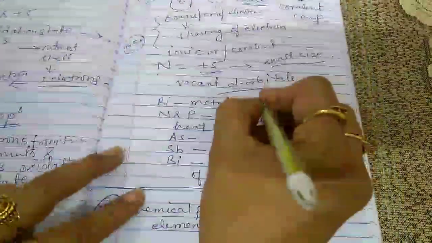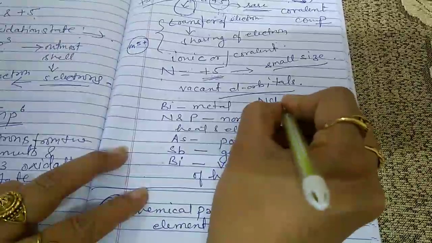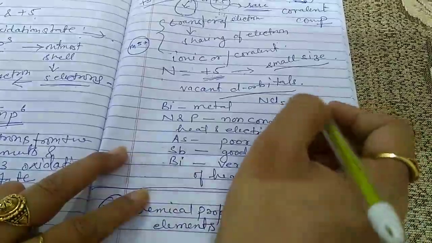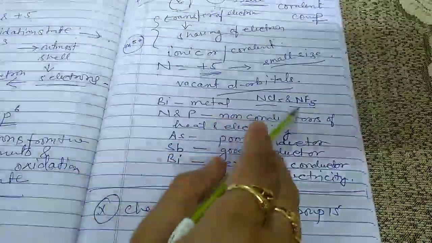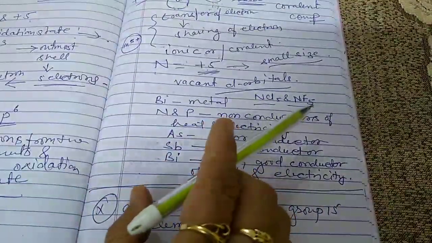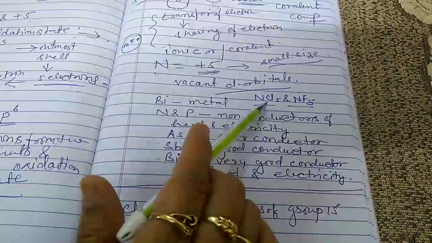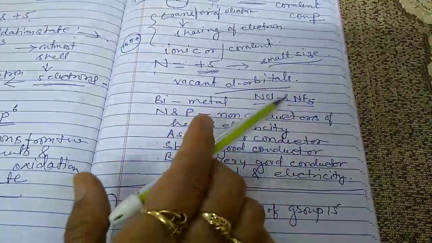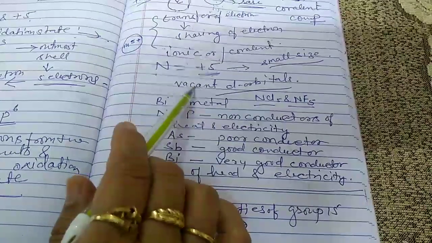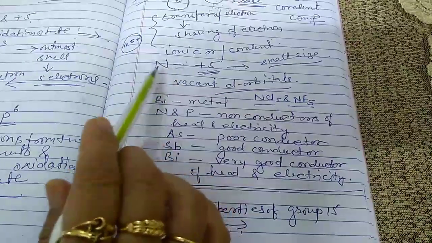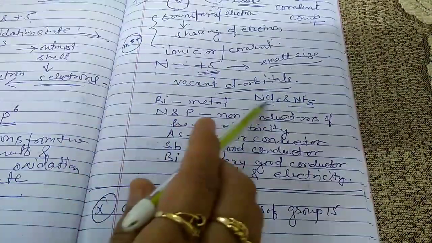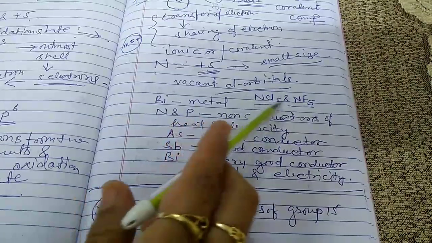Now there is a question about NCl5 and NF5. Both are compounds of nitrogen. The question is whether NCl5 and NF5 exist, and the answer is the same: they do not exist, because nitrogen does not form compounds in +5 oxidation state. These two are not possible.